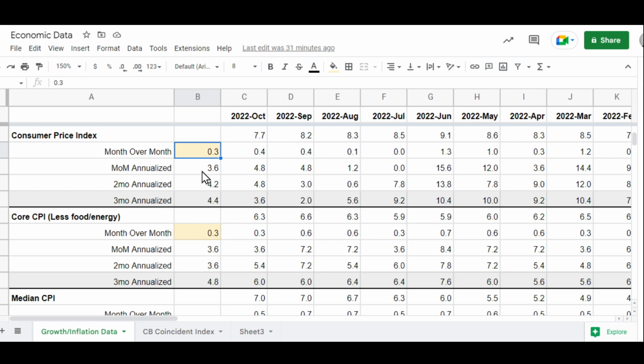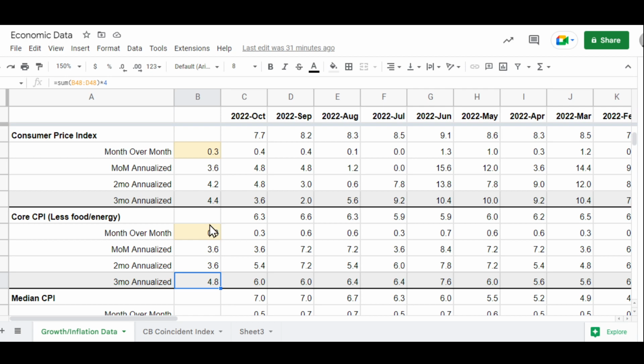On a month-over-month annualized basis, that will have been a decline. So that's on the headline. It will be the same on the core CPI on month-over-month annualized if it comes in at the same level. And then on the 3-month annualized, it will have accelerated on headline, but decelerated on core. So it'll be interesting to see what the market reaction would be on that. And again, this is if it comes in at expectations.